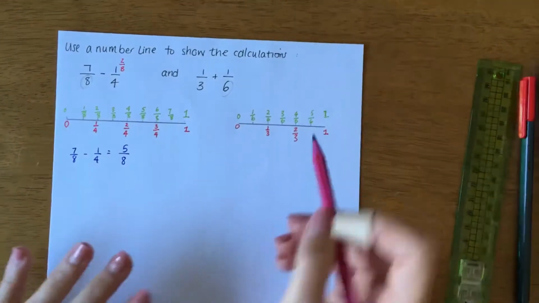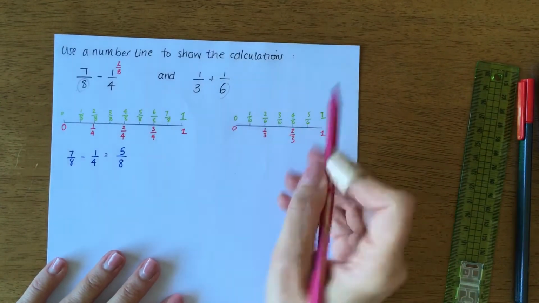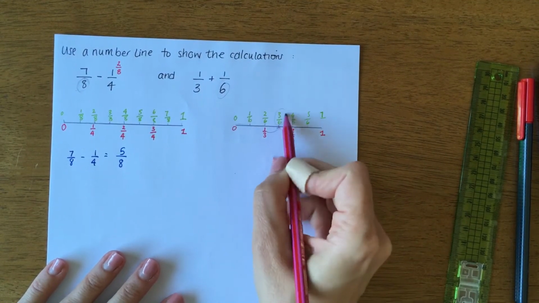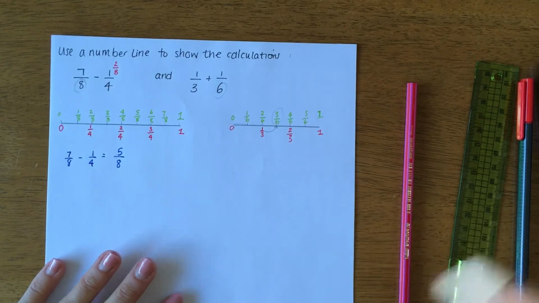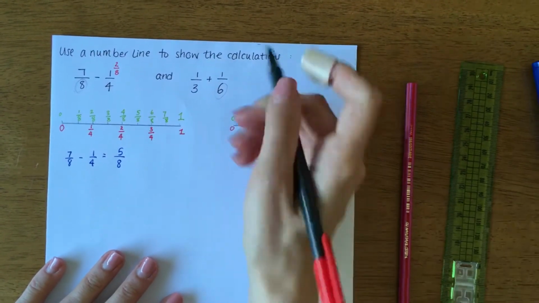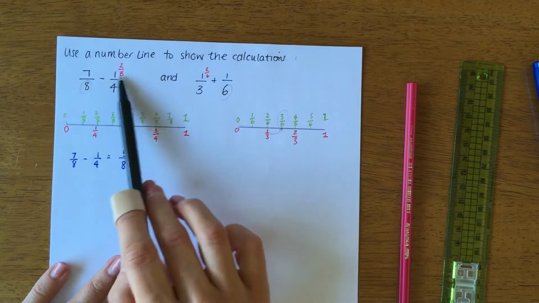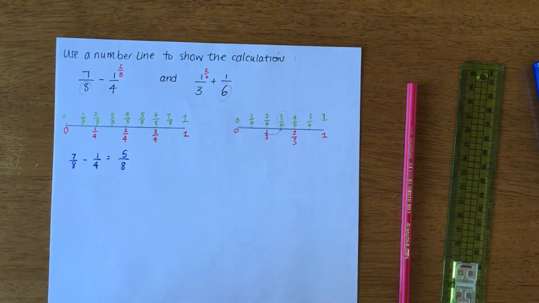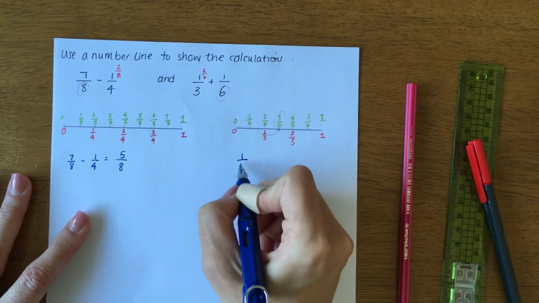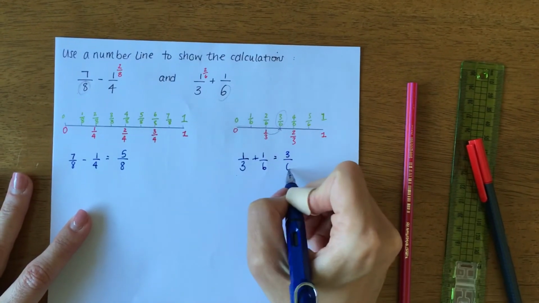Okay, so I'm starting on a third, and I'm going to add 1/6, which is just one little marker. So if I do a third, add a 6th, my answer is 3/6. So I know that a third is represented by 2/6. Can you see what I'm trying to do here? I've made my denominators the same, which makes it much easier when you come to add them up. So I can see that 1/3 add 1/6 is equal to 3/6.